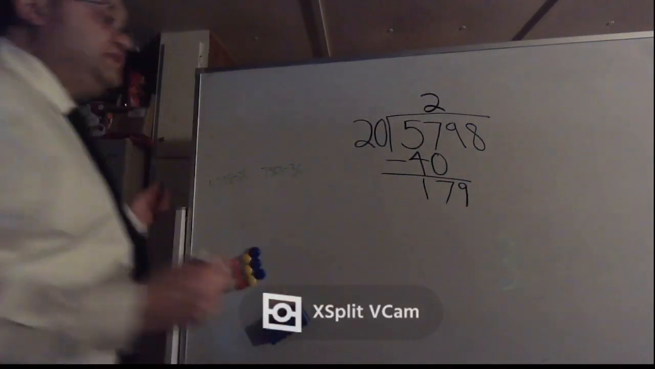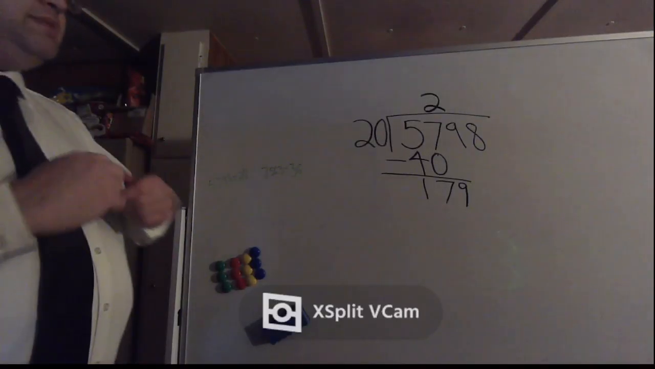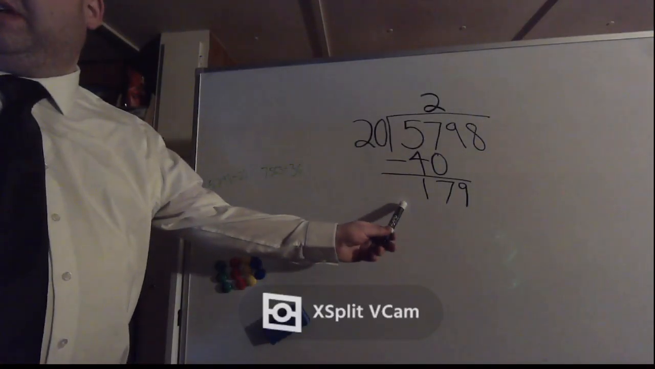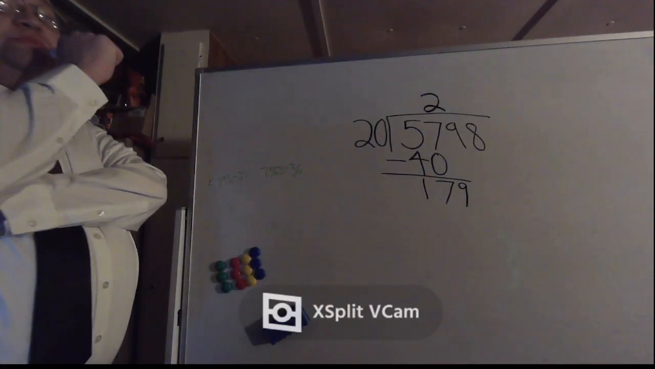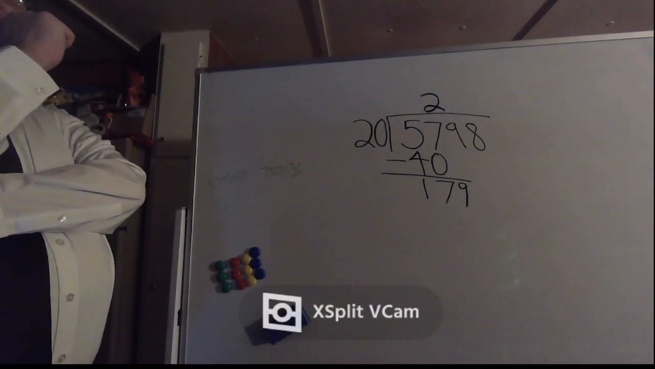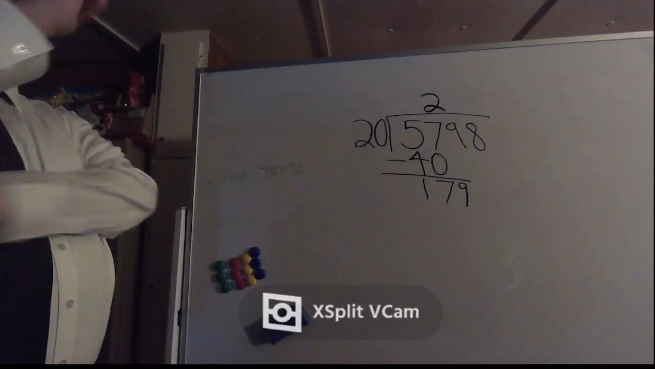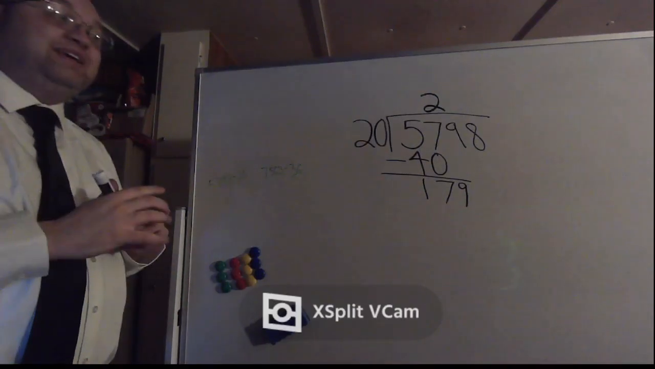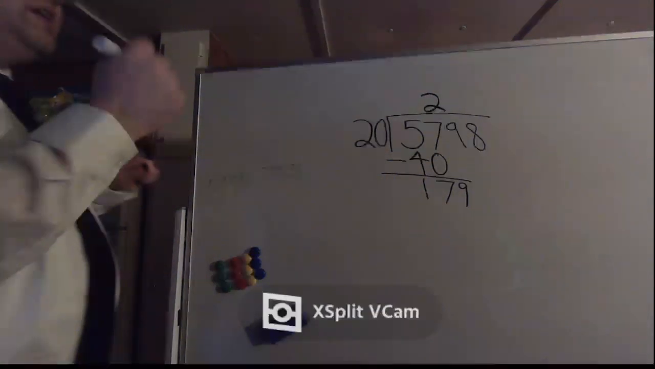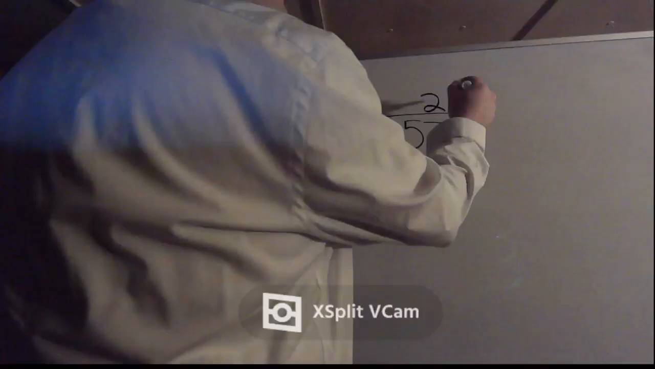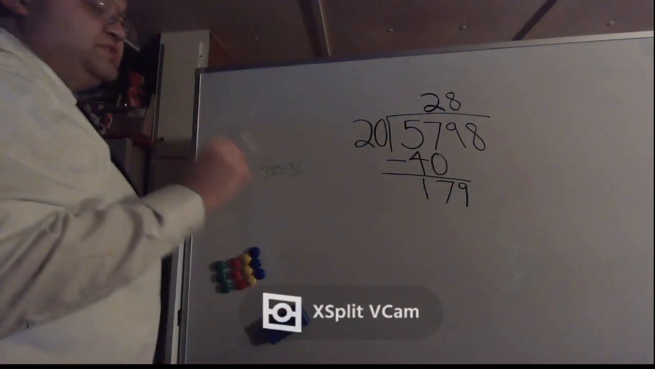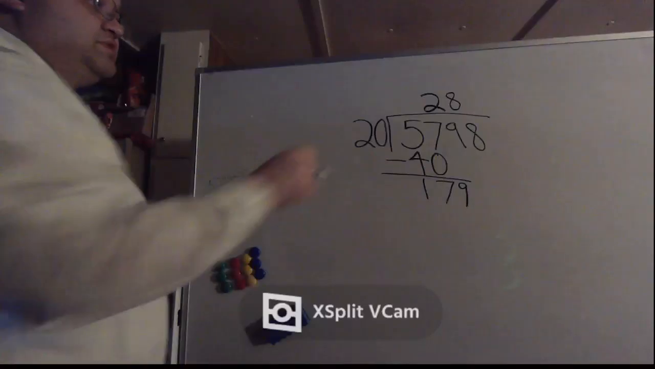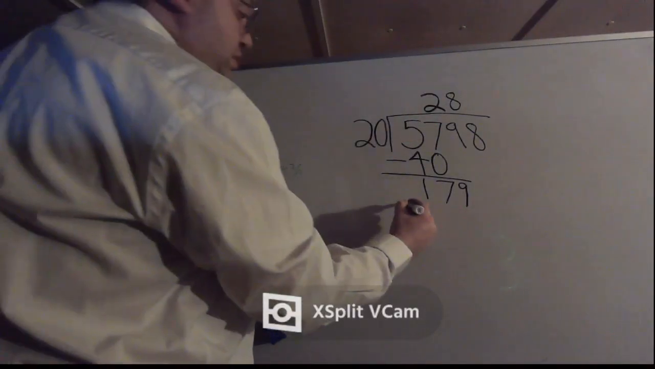So we have to figure out how many times does 20 go into 179. So 20 times 8 is 160. 20 times 9 is 180. It's almost 9 times, but it can't go over. So it can only go in 8 times. So 20 goes into 179 8 times. So 8 times 20 is, well, 160.